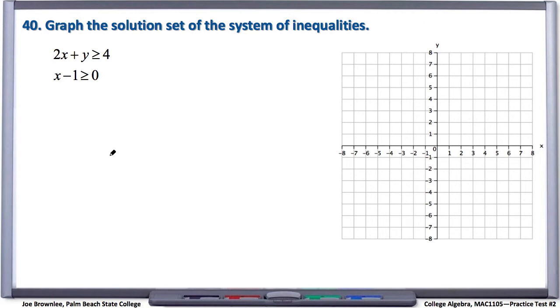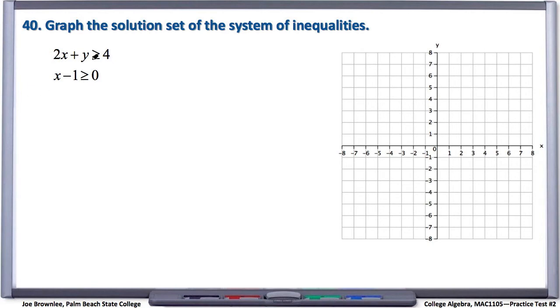All right, we're getting close to the end here. Number 40 tells us to graph the solution set of the system of inequalities. And we've been given 2x plus y is greater than or equal to 4, and x minus 1 is greater than or equal to 0. So let's go ahead. We're going to graph each of these inequalities here on the xy plane.